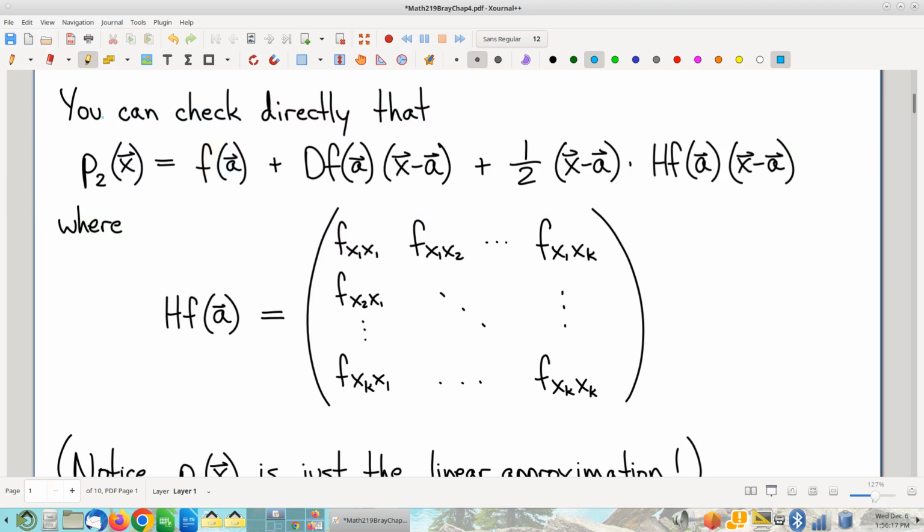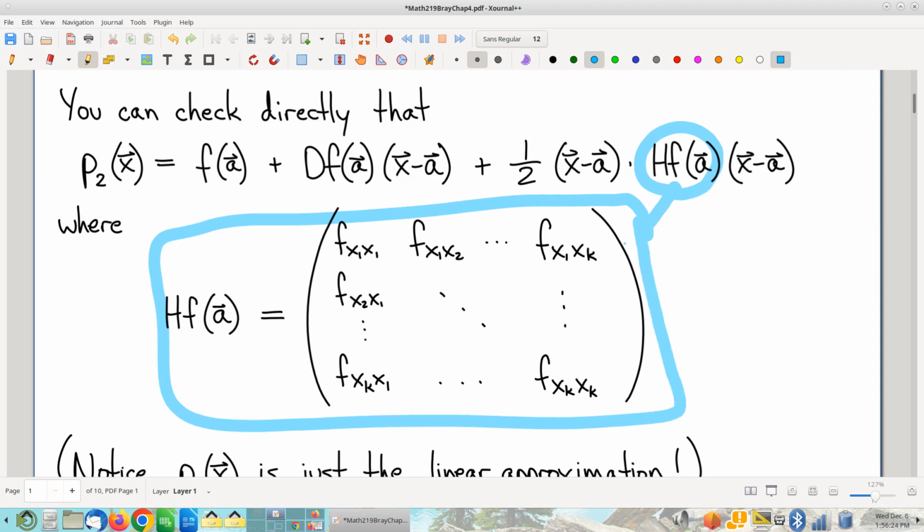Okay, now let's talk about what this second order term is. For one thing, I have to tell you what this matrix is, and here's the formula for it. It's just a formula, but it's made up of all of the second partials.